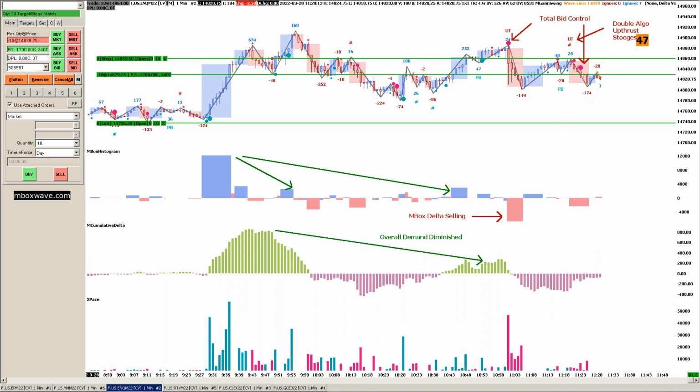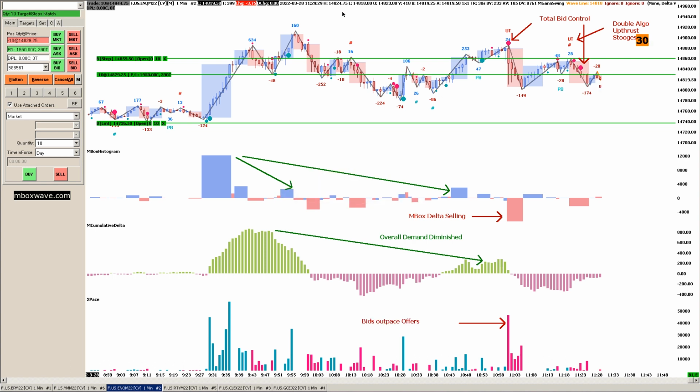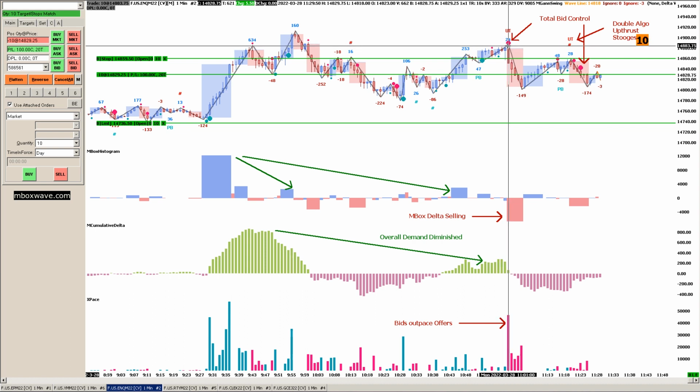All right, so what else do we see? We see that the pace of the bids takes control. So the bids outpace offers. The XPace shows the histogram similar to MPace, but now it filters stuff out, like you see empty spaces here, because not all of it is important, and the algorithm has been updated as well. So we see that the bids outpace the offers, and visually, bam, we see that nice dot here.